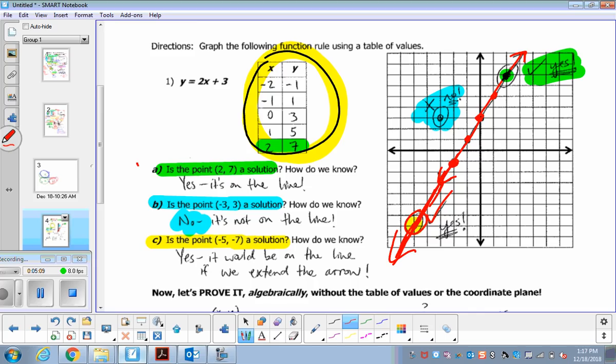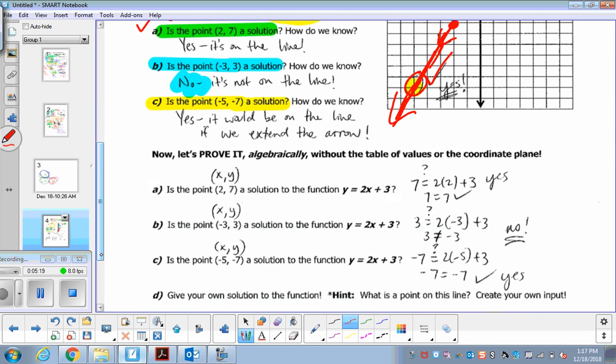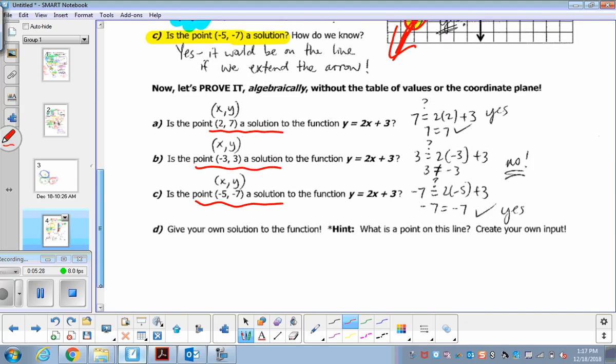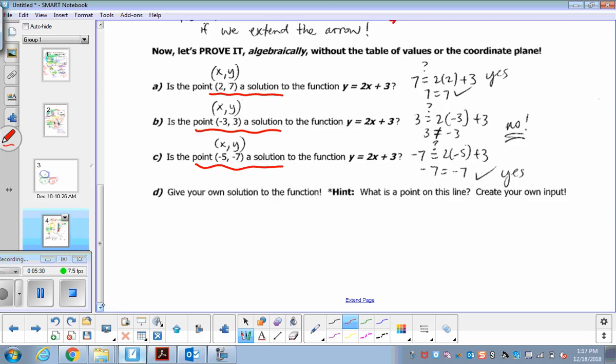Now for the first one, it was located both in the table of values and on the graph. And now what we're going to do is ask the same series of questions, but pretend we don't have the graph up above and we don't have the table of values. So notice I'm going to scroll down now, so I can't look at the table of values anymore, and I can't look at the coordinate plane. It's the same 3 points, though, that I'm asking you about up above.